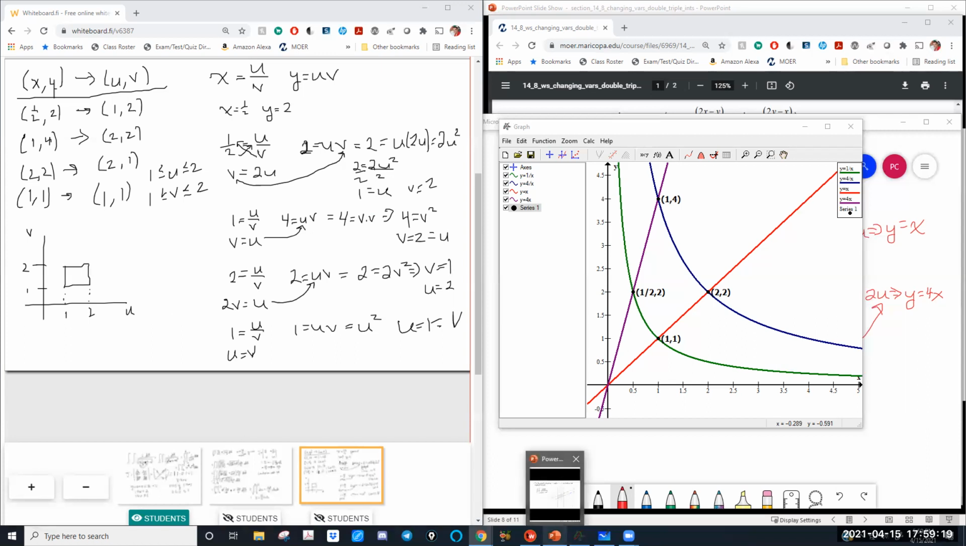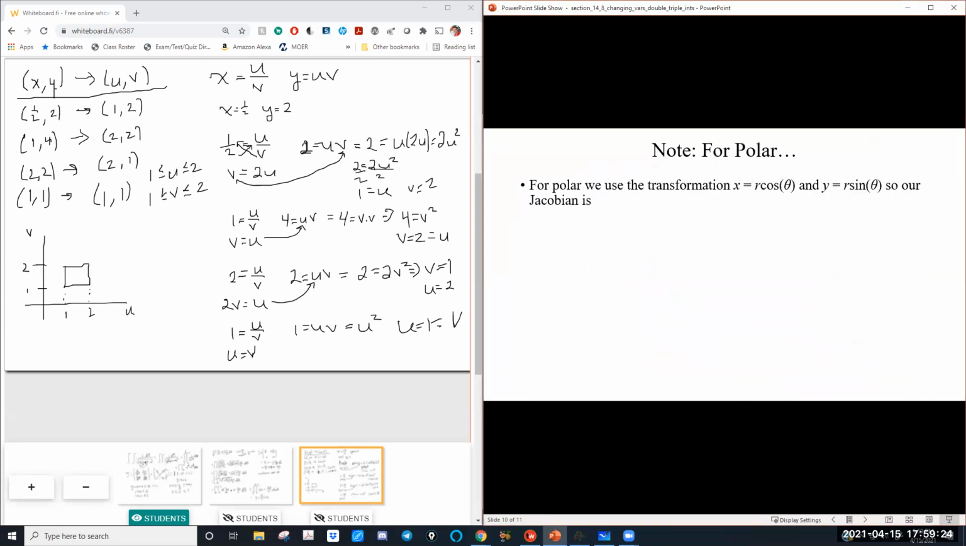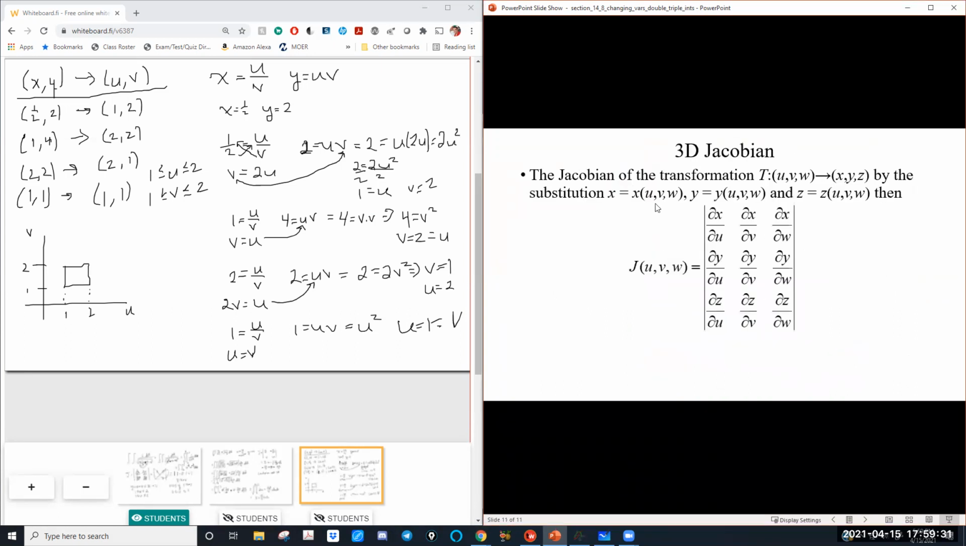In fact, that's the only other thing I was going to mention from this section. You saw this in the video. You do the Jacobian, you get r. That's where that r comes from. And then we do have the 3D Jacobian. You've seen it for spherical. We're not going to do any 3D transformations. We're going to keep them all 2D for the Jacobian. So I don't want you to worry too much about this one. All right.